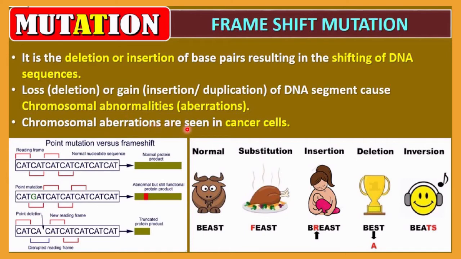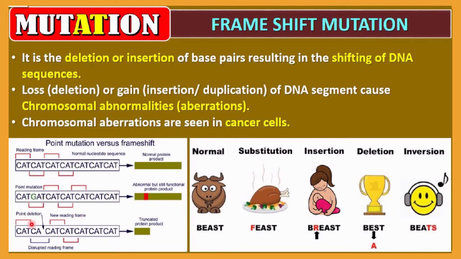Chromosomal aberrations sometimes lead to cancer cells, and a person may become cancerous. So this is also a very fatal one. Now let me discuss point mutation versus frame shift. In the case of a point mutation, only one nitrogen base is changed. Here you can see CAT, but the second letter is replaced with G. The rest is similar. Only one point is changed, and such a thing is called a point mutation.